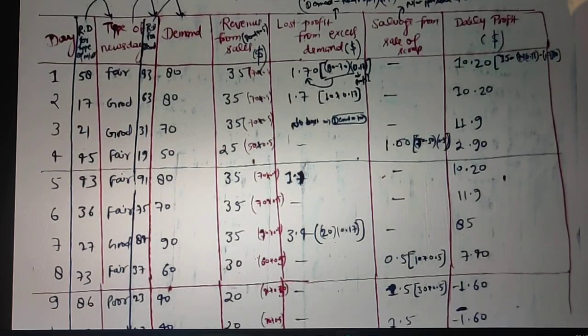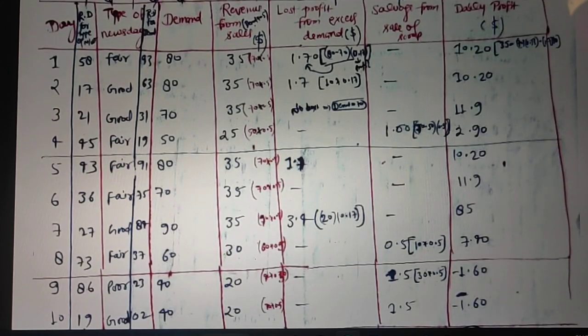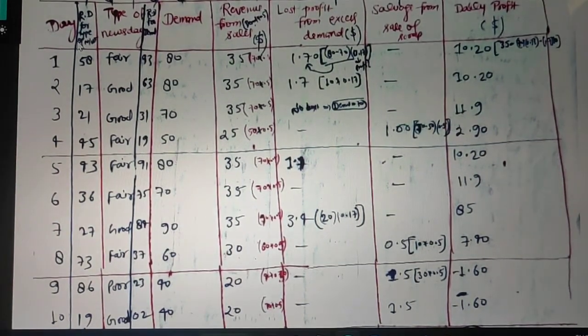Now we have to simulate our table. How can we find this table? Here the days are given as 1, 2, 3, 4, 5, 6, 7, 8, 9 and 10, and the random digits for the respective type of news day are given: 58, 17, 21, 45, and so on. The type of newspaper day we have to decide according to the random digit for type of news day.